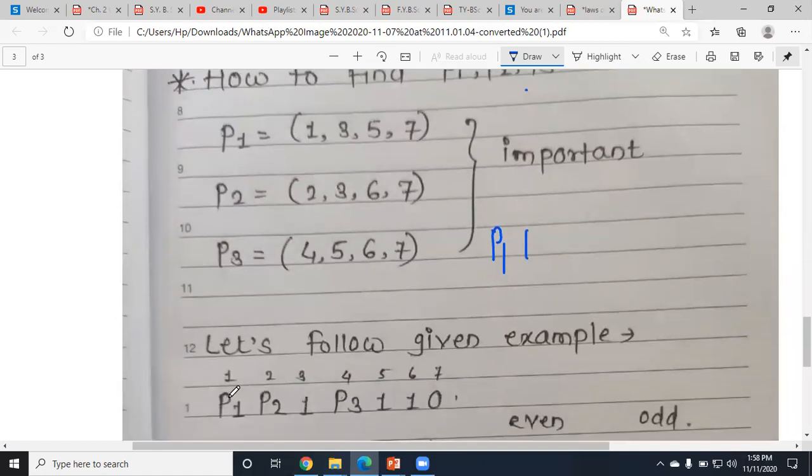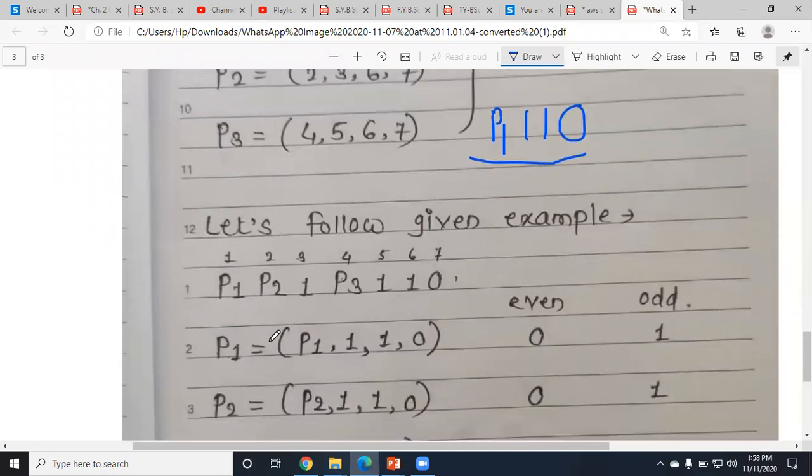So at my first place, there is P1. At my third place, there is 1. At my fifth place, what is the data? 1. At seventh place, what is the data? 0. So for P1, the data I'll get is P1, 1, 1, 0.